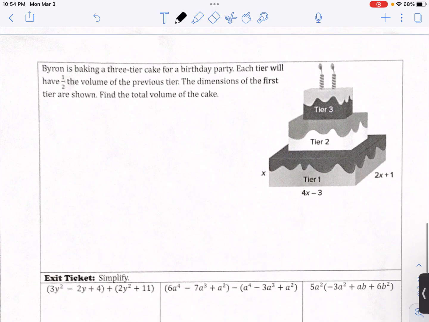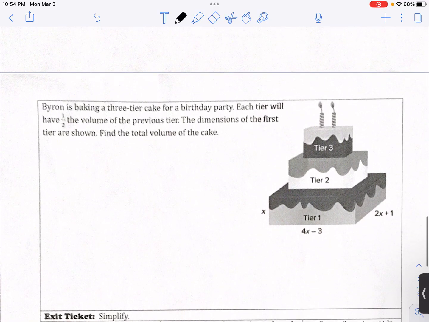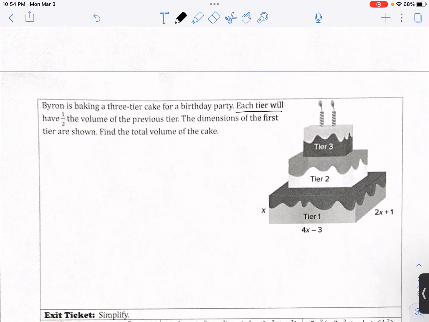Now, final one, we'll just do this story problem, and then you'll do the exit ticket on your own. Alright, for the final one, what we have is this cake. It's got 3 tiers. So what we're going to need to do is to find the volume, which, if you didn't know, is length times width times height. We multiply all 3 dimensions. Alright, so the big thing on this one is each tier will be half the volume of the previous.